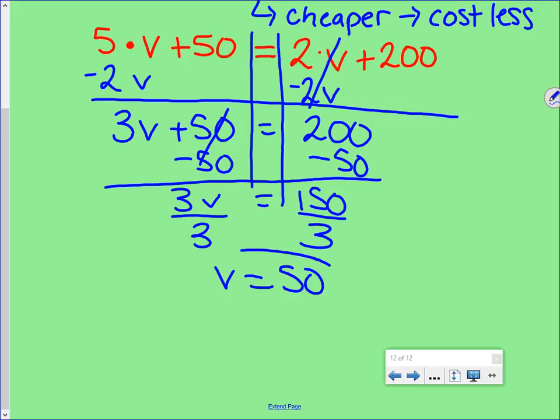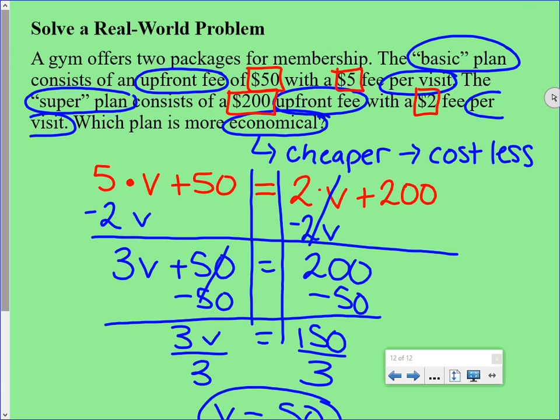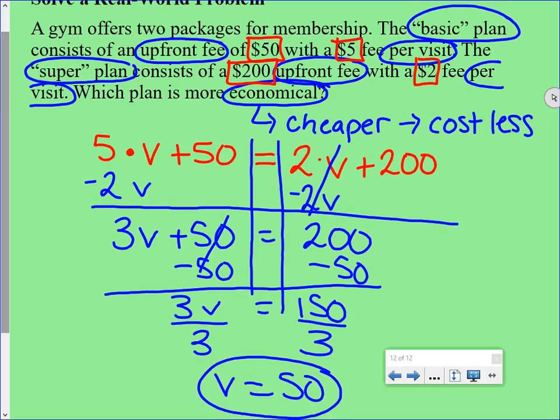v equals 50. So if we go back up to the equation, that means that the number of visits it takes for these two to be equal is 50 visits. So that would mean about going one time a week. So if you want to go one time a week, either of these two would be the same. Because there's about 52 weeks in a year.